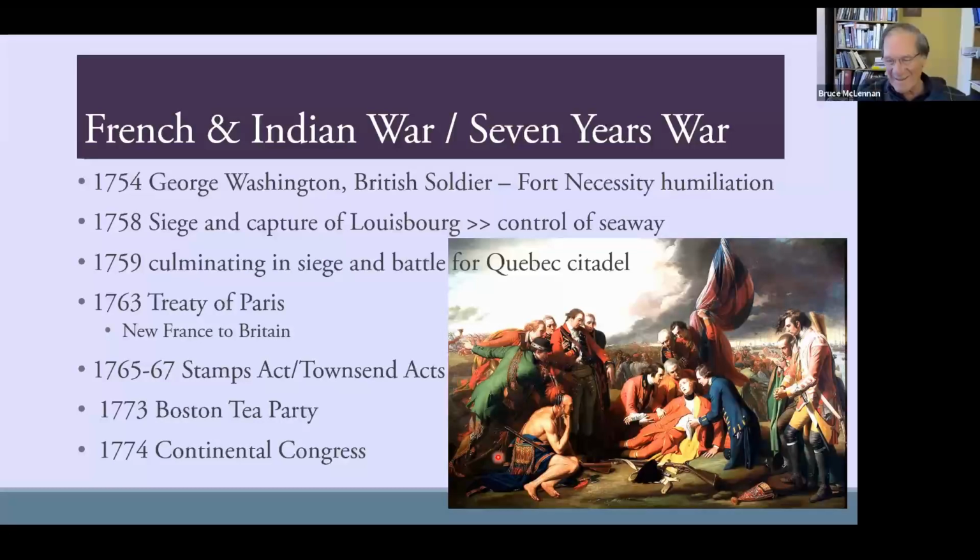Also where Mr. Wolfe was killed. That's it. And so this is the famous picture of Wolfe. Now, don't forget, Wolfe is the fella who was at Culloden, remember? They're making the connections here.